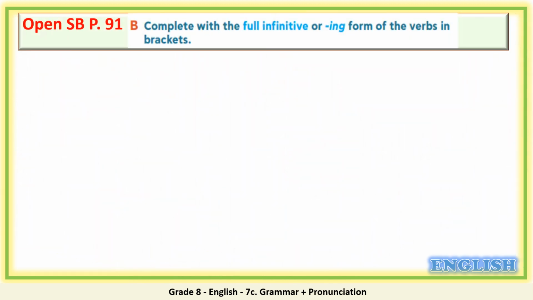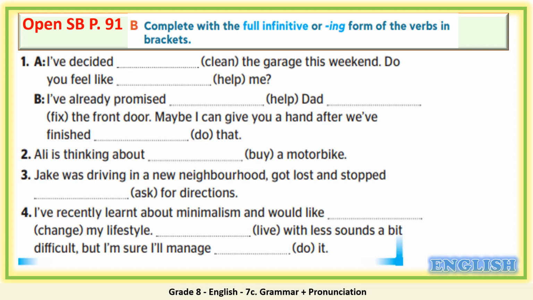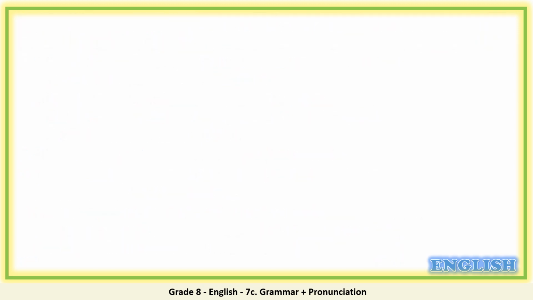Now, open your student book, page 91, exercise B. Complete with the full infinitive or the ing form of the verbs in brackets. Then check your answers with your teacher. Check your answers.